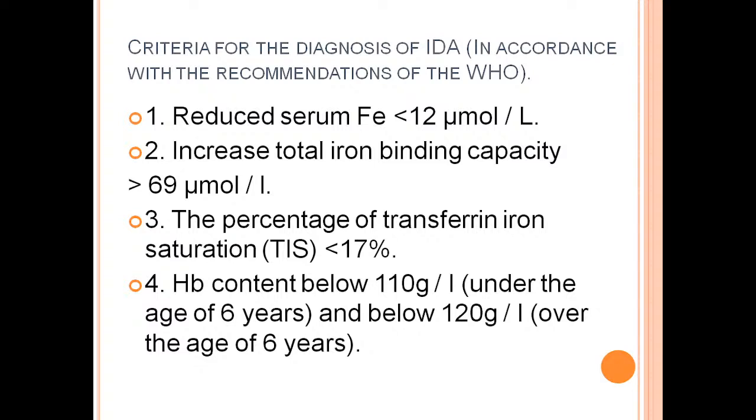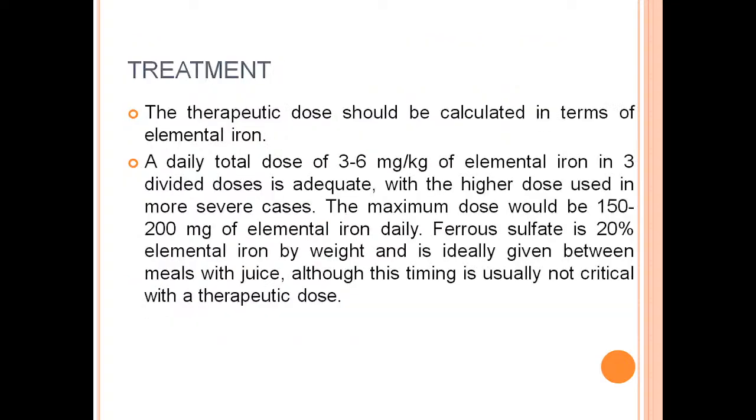Criteria for the diagnosis: reduced serum iron, less than 12 micromoles per liter, increased total iron binding capacity, more than 69, the percentage of transferrin iron saturation less than 17, hemoglobin content below 110 and below 120 grams per liter, over and under age 6 years old.